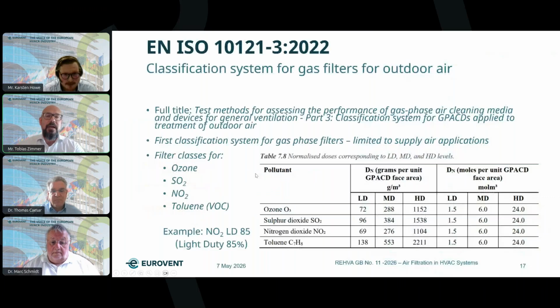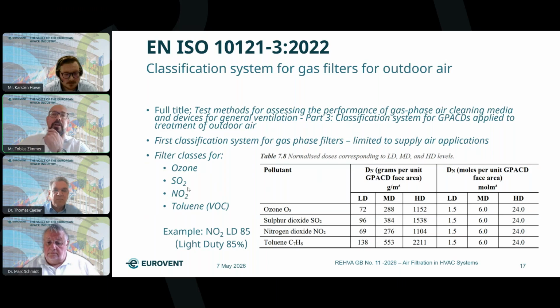There is a new standard, published in 2022, the EN ISO 10121-3, which gives a classification system for gas filters for outdoor air, so for traditional supply air filters in comfort application. And the big change is that we are not having just curves and you have to interpret them. It really gives you clear classification for a number of gases. And the gases are not chosen just randomly. We just saw them in Karsten's presentation. We have ozone, SO2, NO2, and with toluene, we have a representative for the VOCs, for all the smelling elements you have in the air.